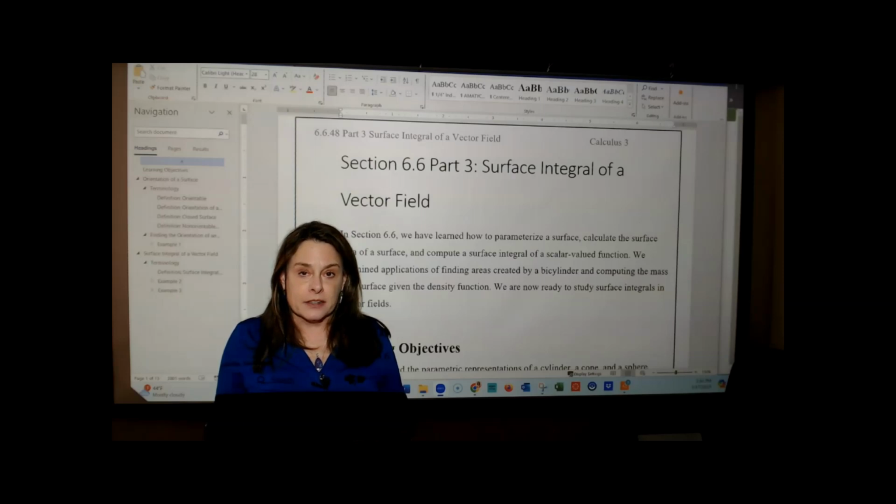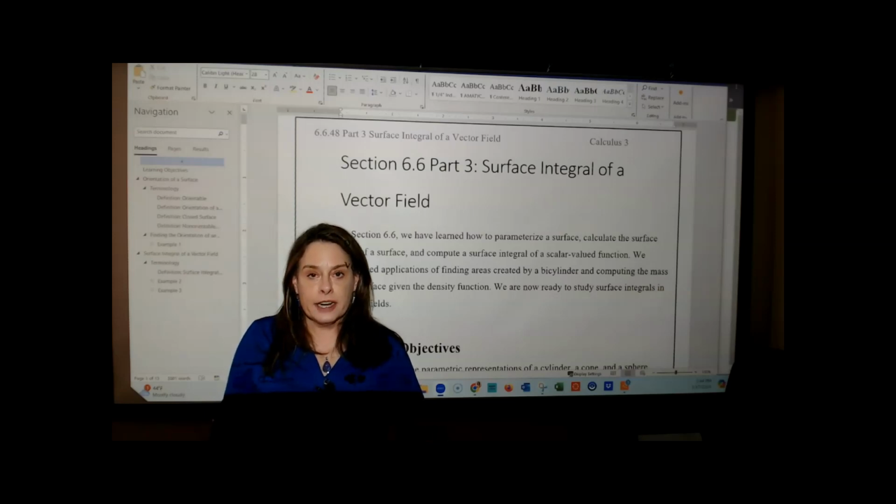After learning how to find surface area and using it to find the surface area cut out of a bicylinder producing a Steinmetz solid, we took a look at surface integrals of scalar valued functions. We used that to find the mass of a surface given the density function. In this video, we want to focus our attention on a surface integral again, but this time on a vector field. We have three learning objectives left to complete.